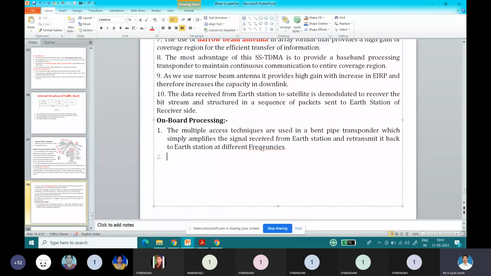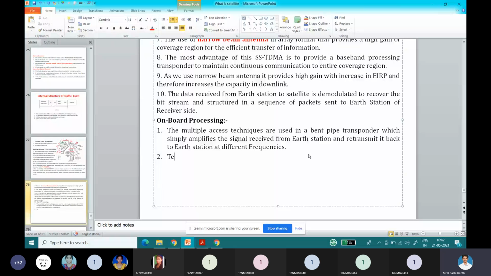So the multiple access techniques that are implemented in our transponders, which are present in the earth station and the satellite, using a bent pipe transponder, they simply amplify the signal received from the earth station and retransmit it back to the earth station with different frequencies. So this is the thing what is happening here, and the main advantage of the bent pipe transponder is the flexibility of operation of the transponder.